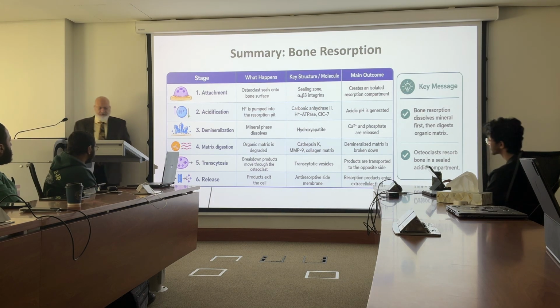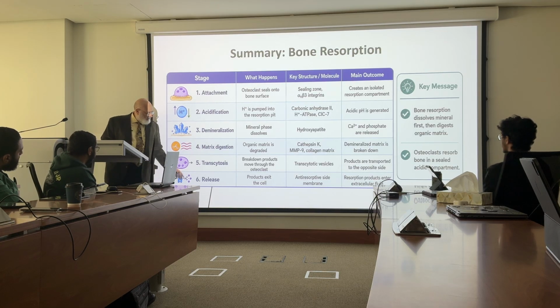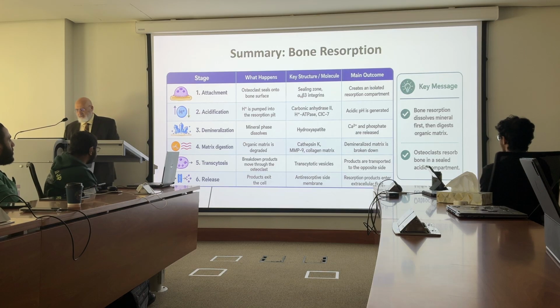Okay, this is summarizing the bone resorption: attachment, acidification and demineralization, matrix digestion, and transcytosis, and then release of cells.